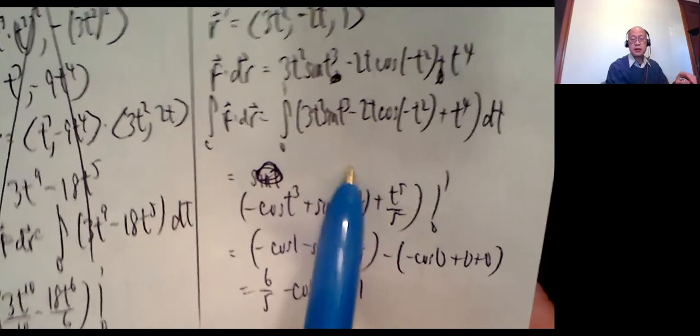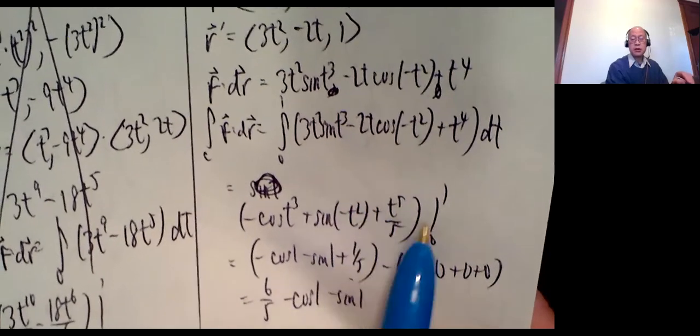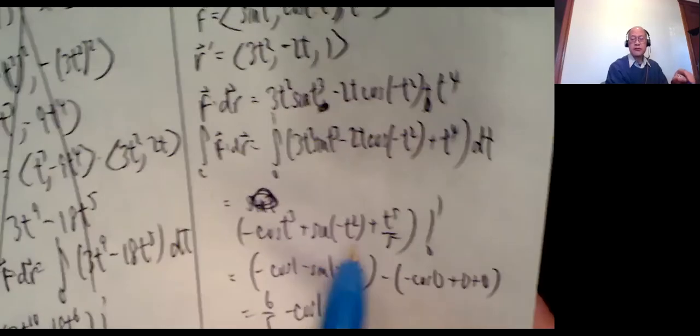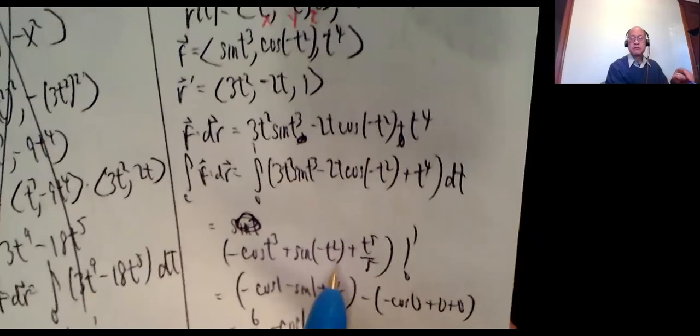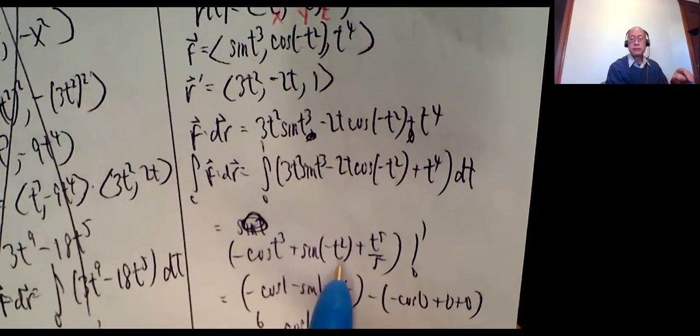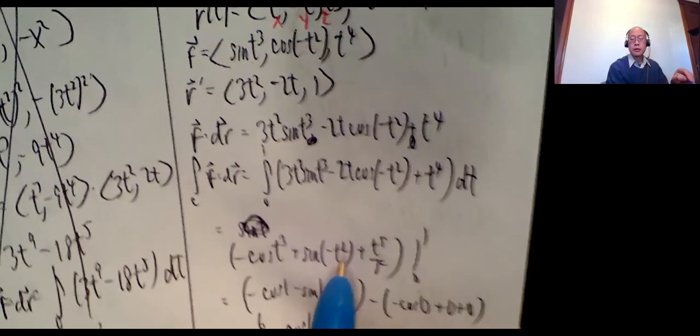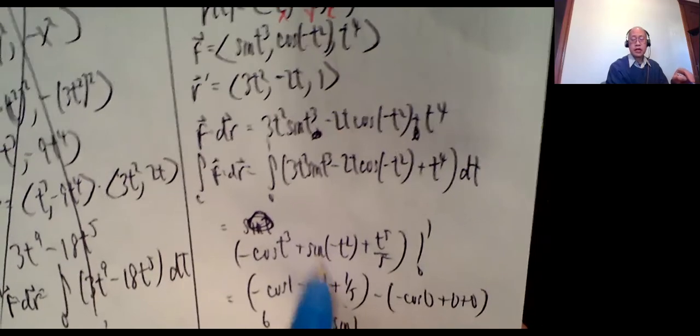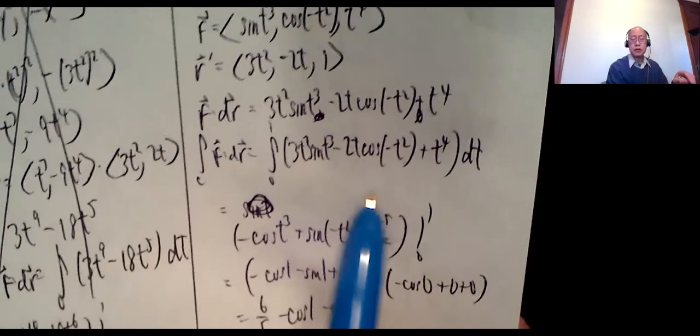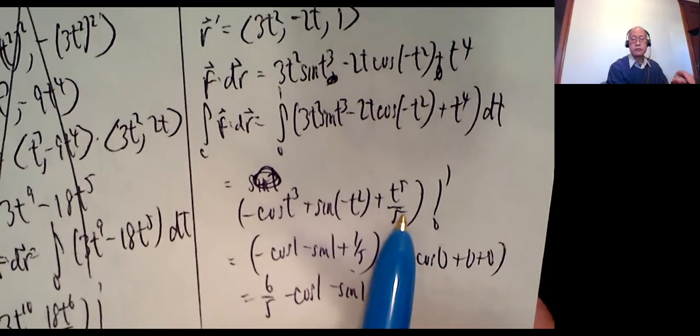Let's see, not sure about something. I got plus sine of negative t squared. I need to think about that. I know I got the correct answer, but something bothers me about that. Anyway, let me finish this. t to the fifth over 5.